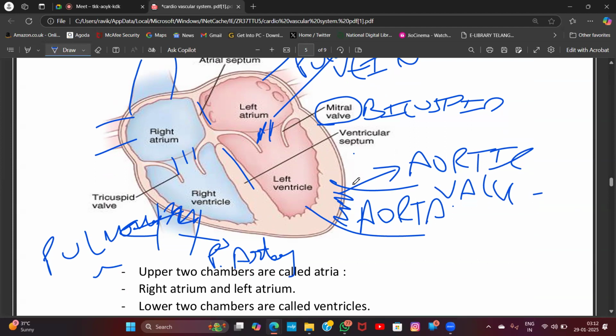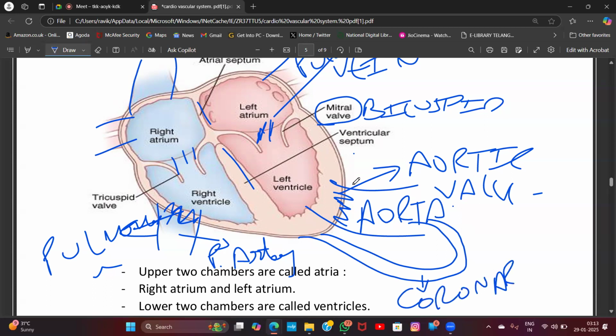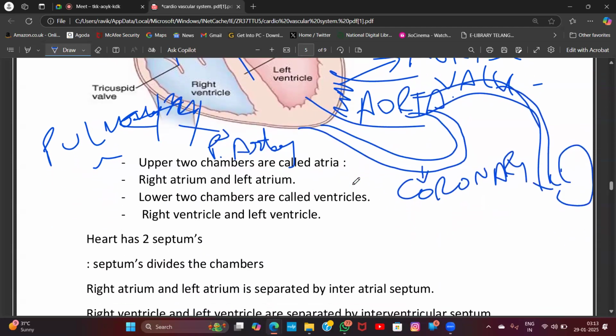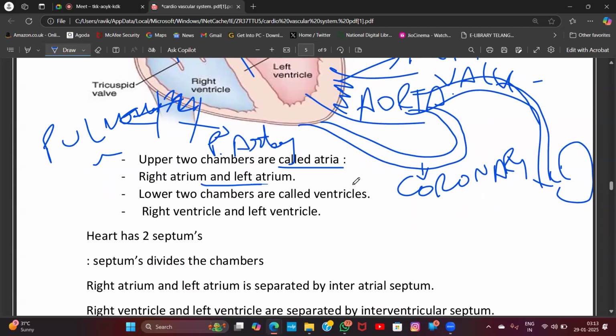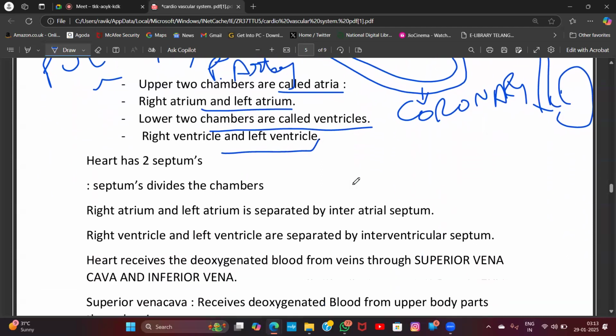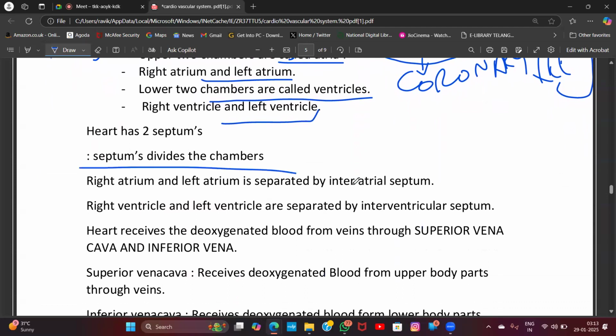The arteries which supply oxygenated blood to the heart muscles, which arteries? Coronary arteries. If it is the kidneys, it means the renal artery. The upper two chambers are called atria, the right atrium and left atrium. The lower two chambers are called ventricles, the right ventricle and left ventricle. Heart has two septums that divide the chambers. The right and left atria are separated by the interatrial septum, and the right and left ventricles by the interventricular septum.